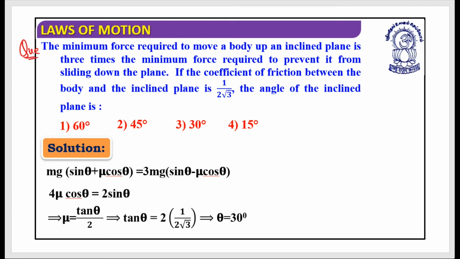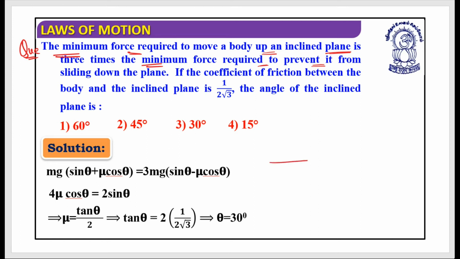It says that the minimum force required to move a body up an inclined plane is three times the minimum force required to prevent it from sliding down the plane. If the coefficient of friction between the body and the inclined plane is 1 by 2 root 3, what is the angle of the inclined plane?